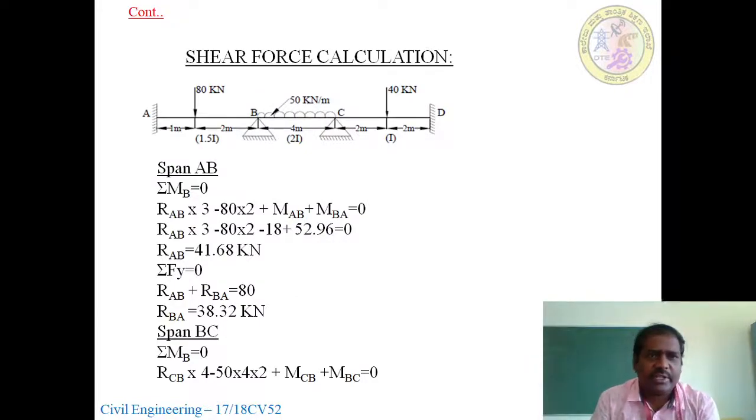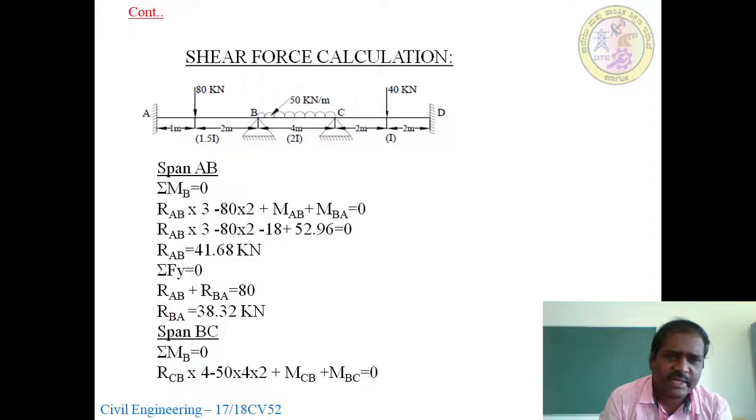Next, shear force calculation. Here we have calculated the reactions at A, B, C and D. We consider the summation of moment at B equal to 0. So RAB into 3 minus 80 into 2 minus 18 plus 52.96. These are the end moments we calculated earlier. So RAB is equal to 41.68. You have already studied how to calculate the reactions in moment distribution as well as in the slope deflection method. Next, RAB plus RBA is 80, so you will get 32.32.